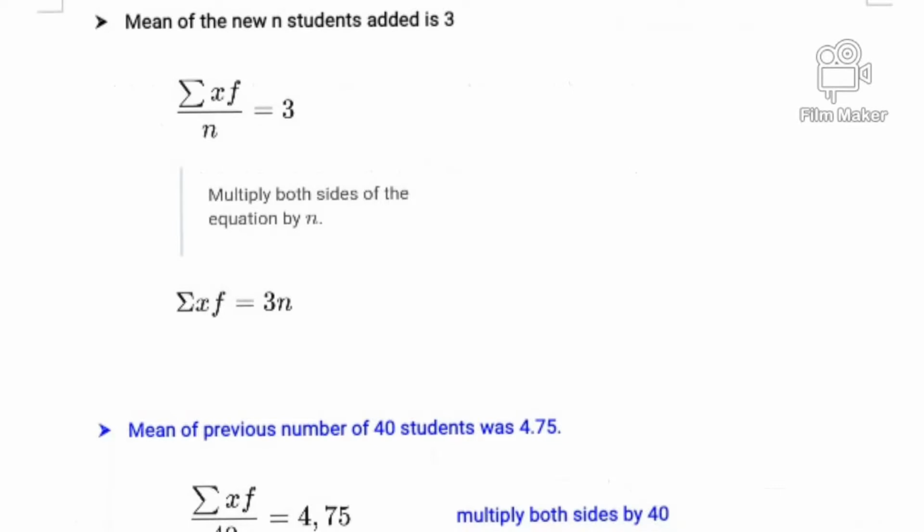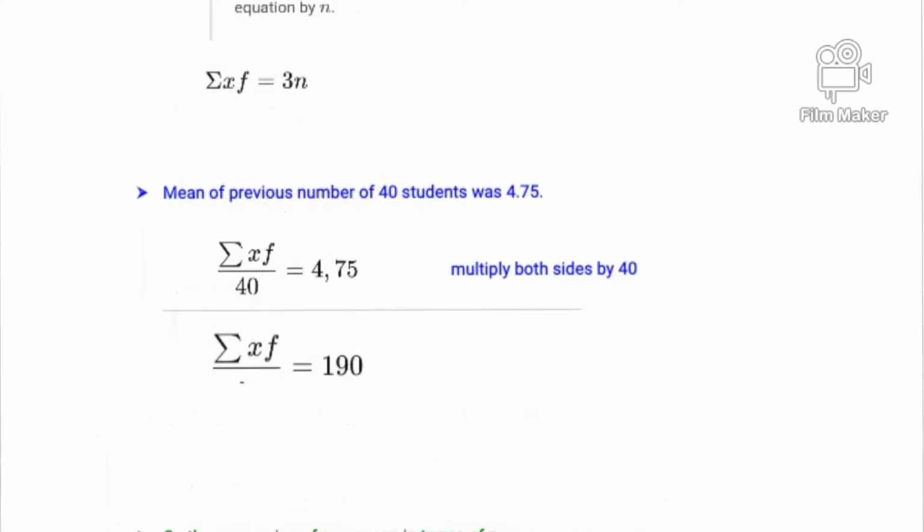So the first thing to do is to calculate the summation of the n students that were added. Since the mean of the new n students added is 3, it means that summation of xf over n is equal to 3. If you cross multiply, you get summation of xf is equal to 3n, which is the summation of the new n students which were added. After that, you need to calculate the summation of the 40 students before the n students were added. The mean of the previous 40 students was 4.75, calculated in the previous part. So summation of xf over 40 is equal to 4.75. If you multiply both sides by 40, you get summation of xf, which is equivalent to 190.